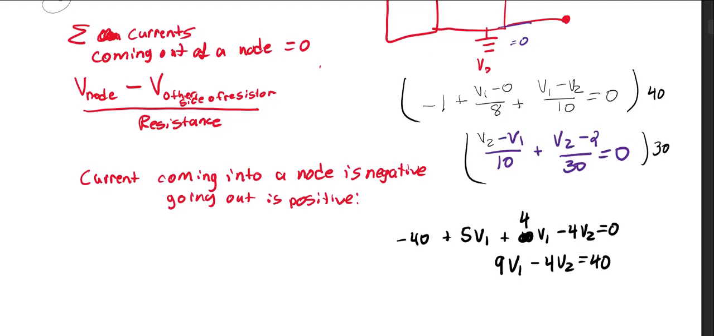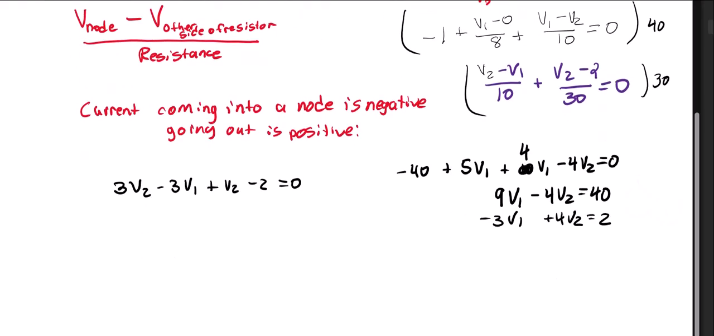And my bottom equation, I'll have 3V2 minus 3V1 plus V2 minus 2 equals 0. That gets me plus 4V2 minus 3V1 equals 2. So those are my 2 equations.